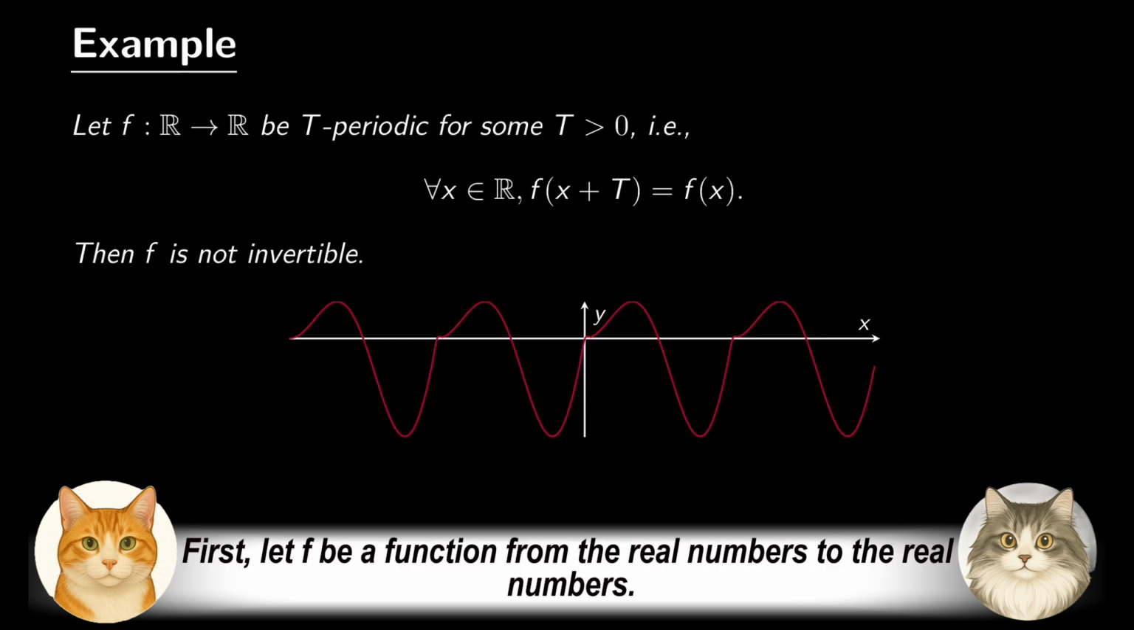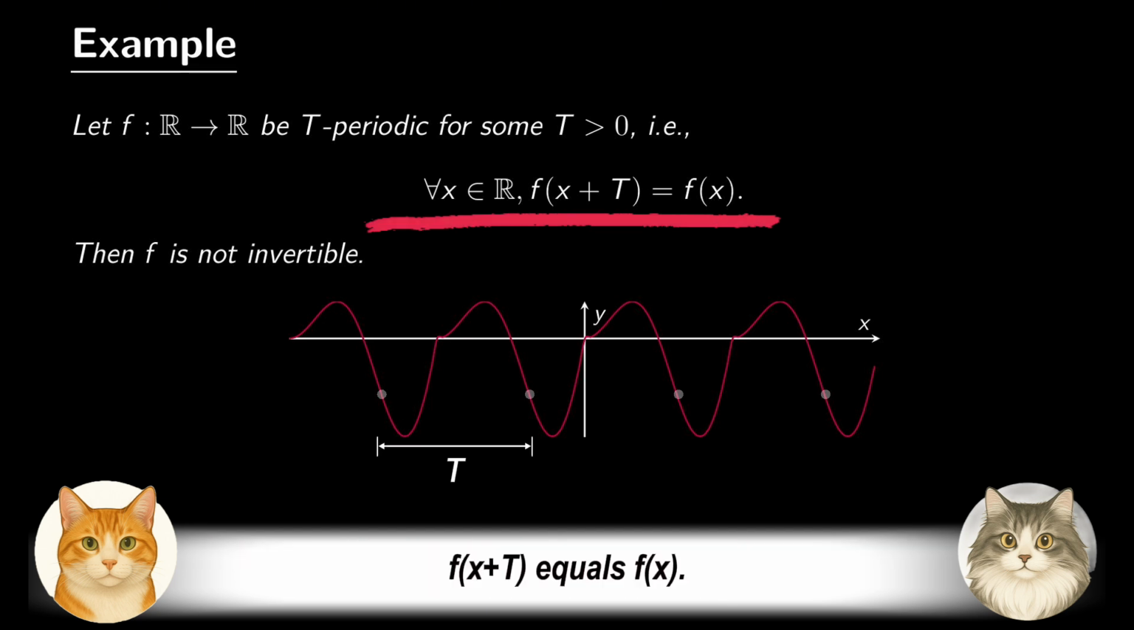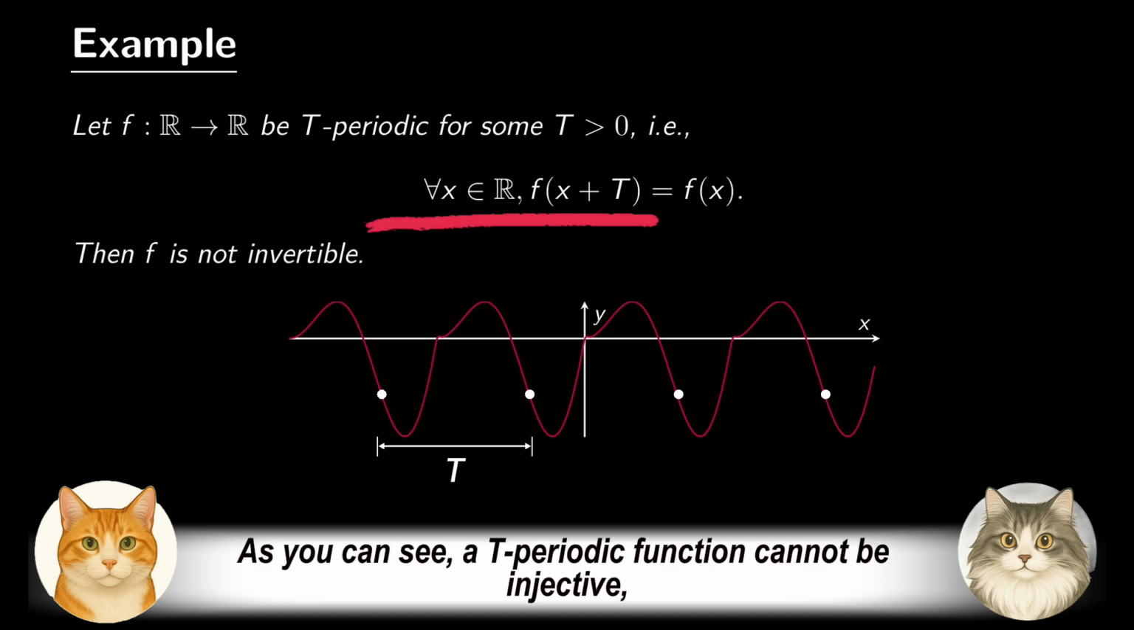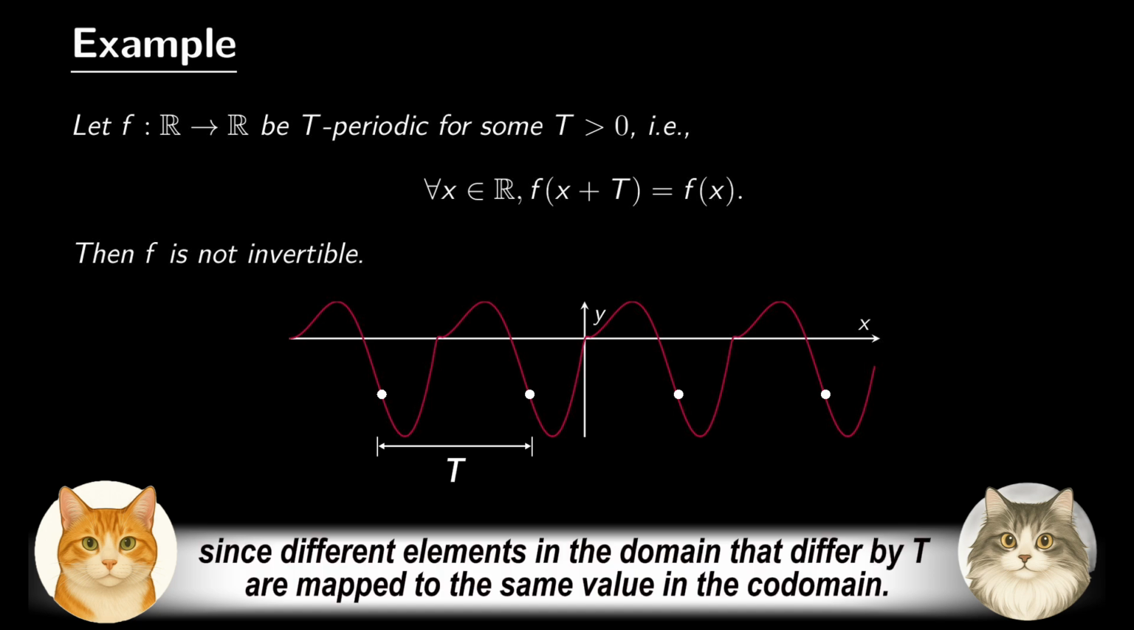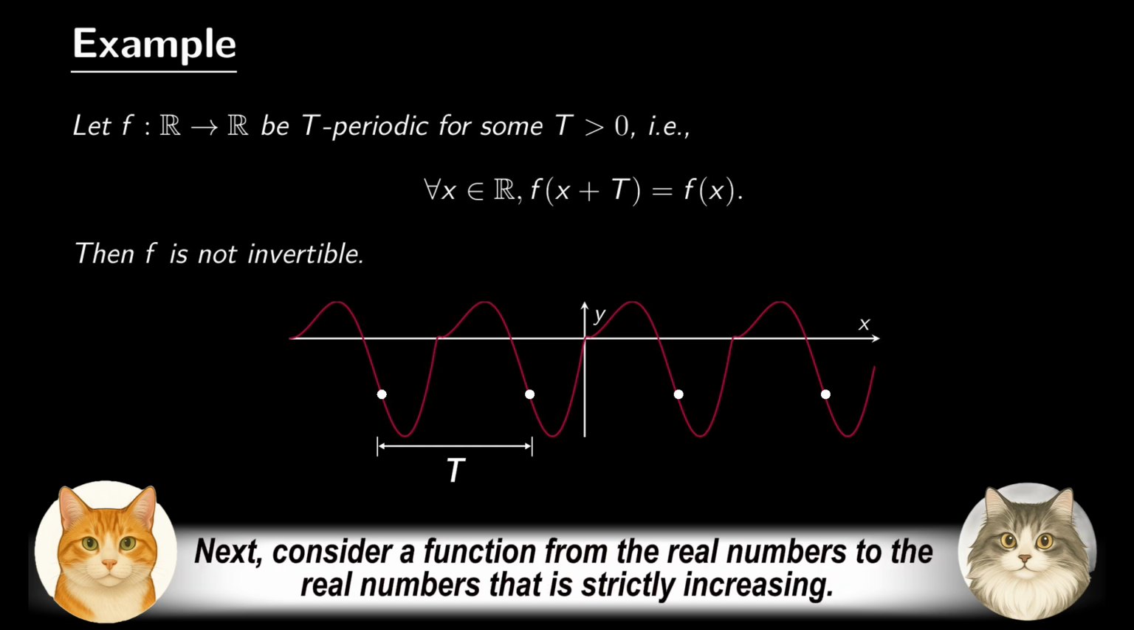Let's look at some examples. First, let f be a function from the real numbers to the real numbers. We say that f is t-periodic for some positive number t if, for any real number x, f(x plus t) equals f(x). As you can see, a t-periodic function cannot be injective, since different elements in the domain that differ by t are mapped to the same value in the codomain. As a result, f is not bijective and therefore not invertible.